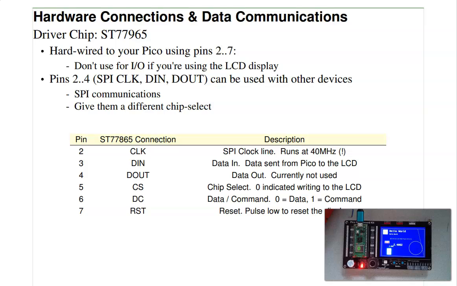Some pins you kind of can use. The SPI clock, data in, and data out can be used. There's also a chip select. The chip select is pin 5. Give your device a different chip select and you can reuse those pins. But generally, you don't want to use pins 2 through 7 if you're using the graphics display.